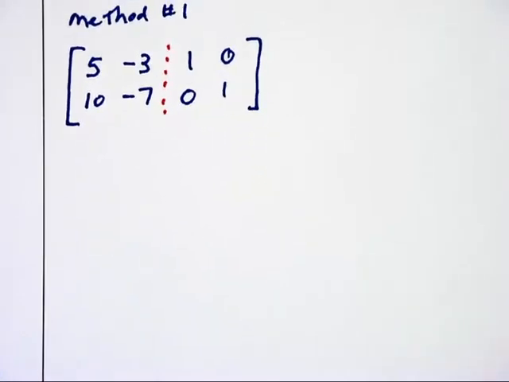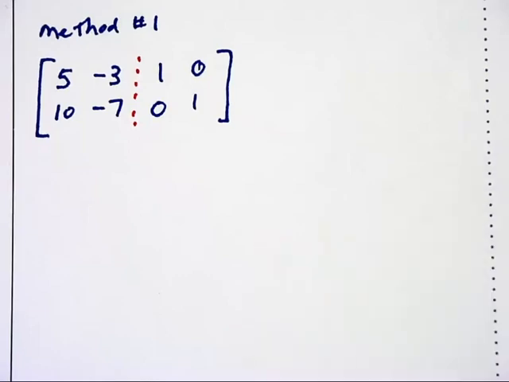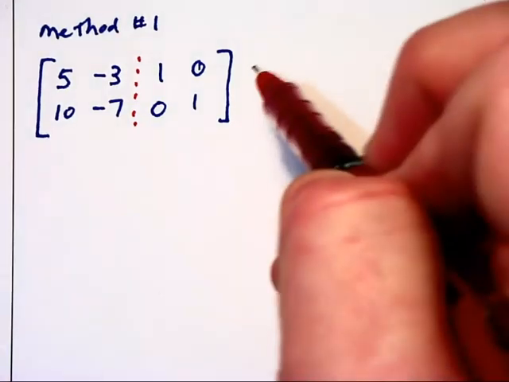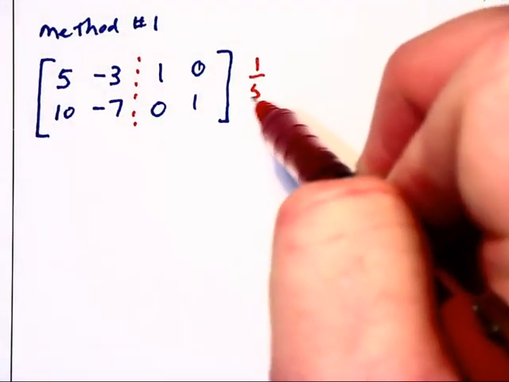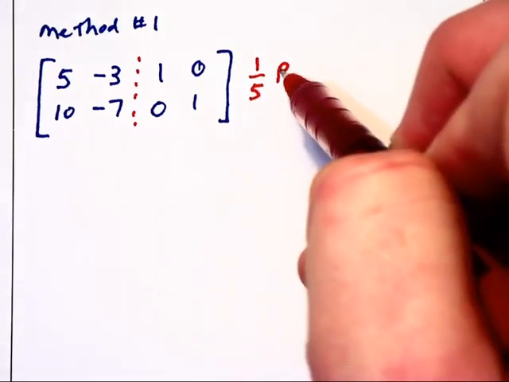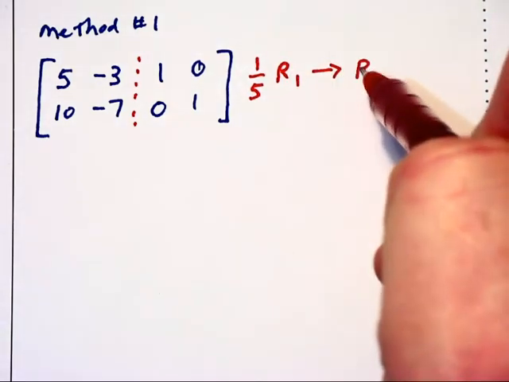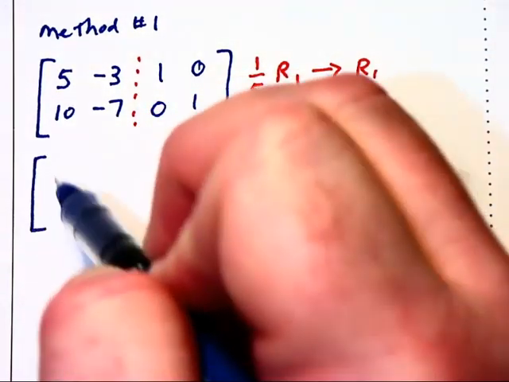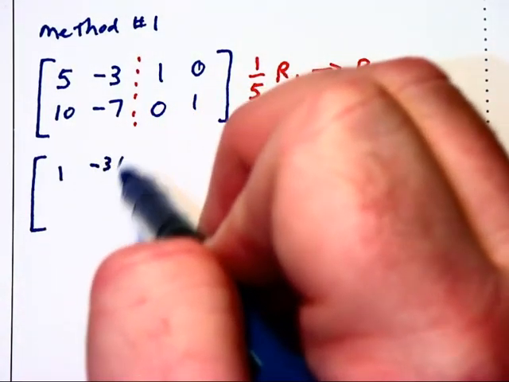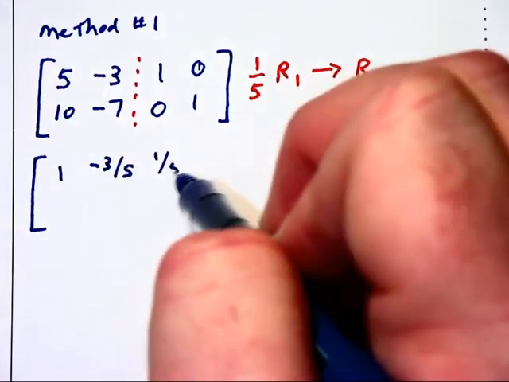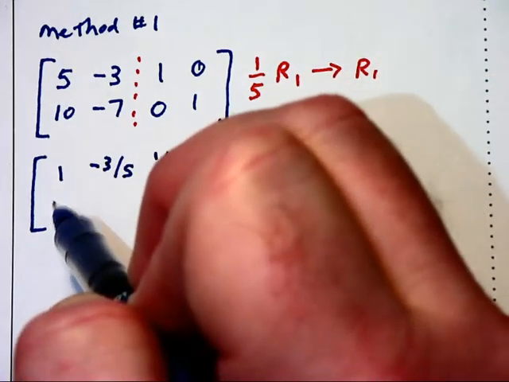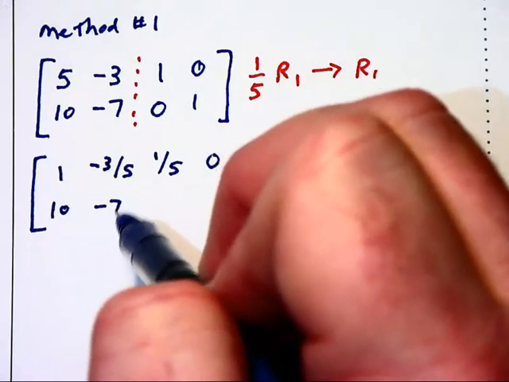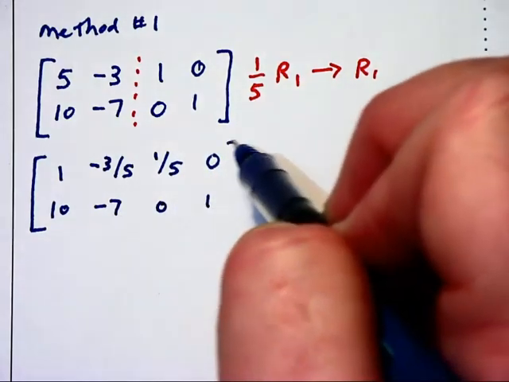Well, I don't see an easy way to create a 1 in the top left corner, so we're just going to have to do this by brute force and say 1/5 of row 1 is the new row 1. So here we go. Row number 1 becomes 1, -3/5, 1/5, and 0. And the bottom row is going to stay 10, -7, 0, and 1.